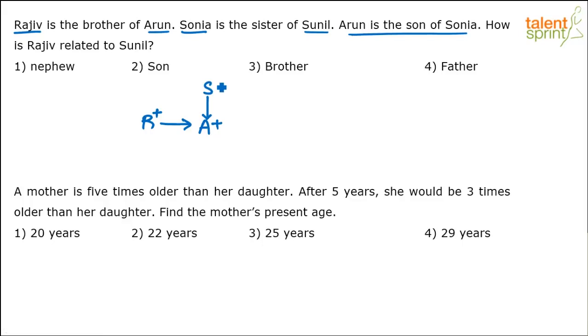Sonia is the sister of Sunil. Sonia is here, sister of Sunil. So that's the family tree, right? Now you can verify all the three statements if you want.